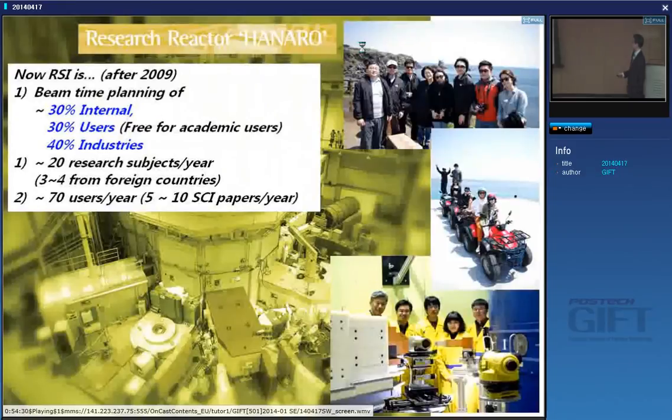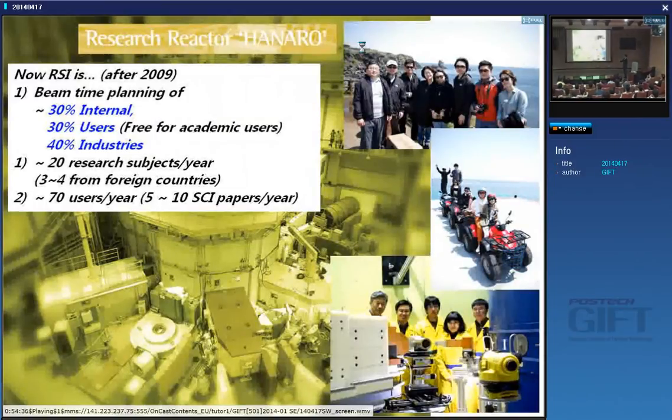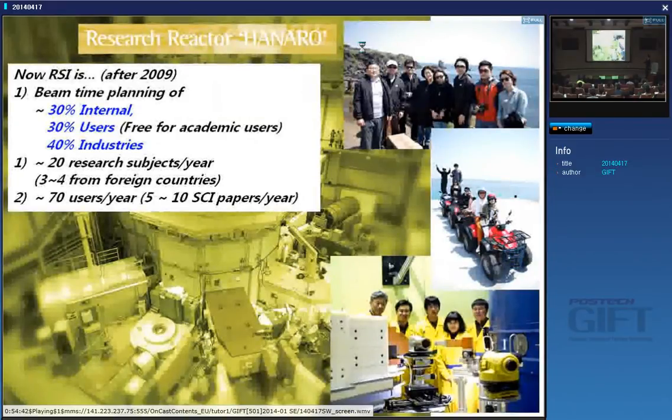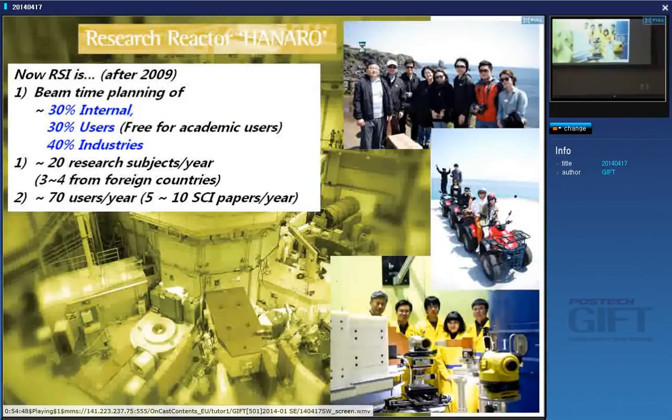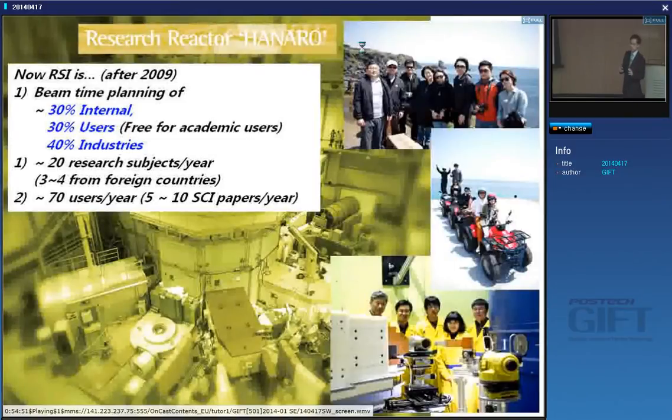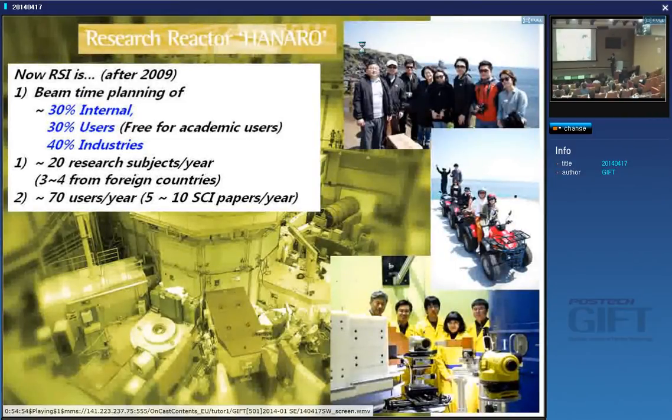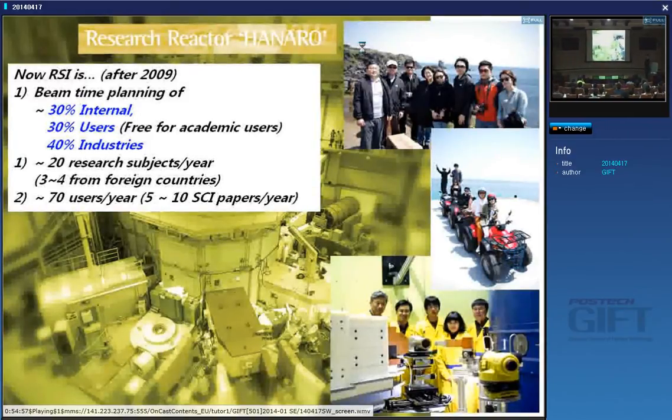So you may be interested in beam time, okay? I am in charge of this instrument, the stress machine, from 2009. About 30% is for my own work. I have some duties from the government. And 30% is for the users, it's free for all you guys, okay, from academia for theses. And 40% is for the industries, like POSCO, Hyundai. These days, about 70 users visit the HANARO site. About 20 subjects are going on.